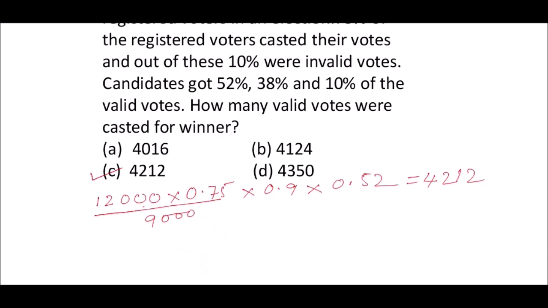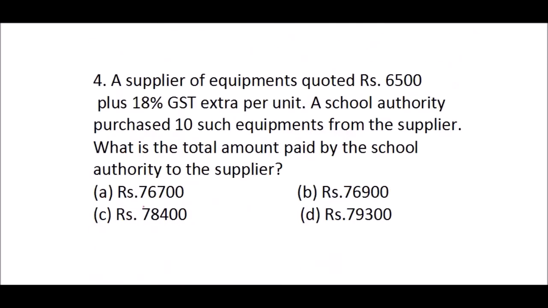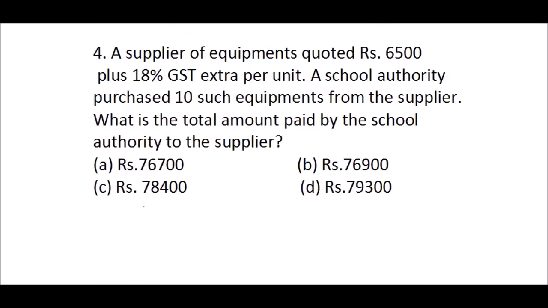The next problem is: a supplier of equipment quoted 6,500 plus 18% GST extra per unit. And a school authority purchased 10 such equipment from the supplier. What is the total amount paid by the school authority to the supplier?